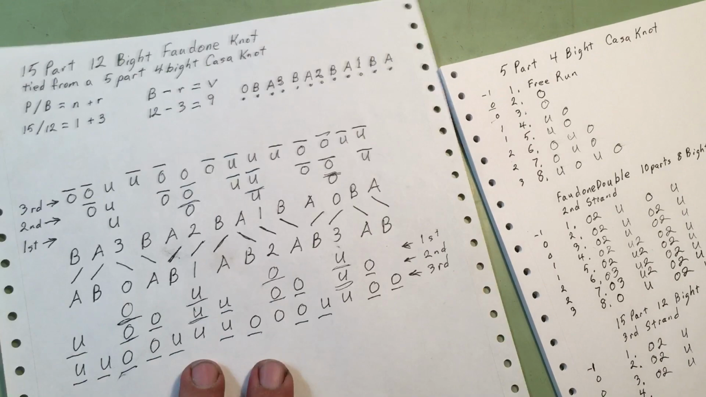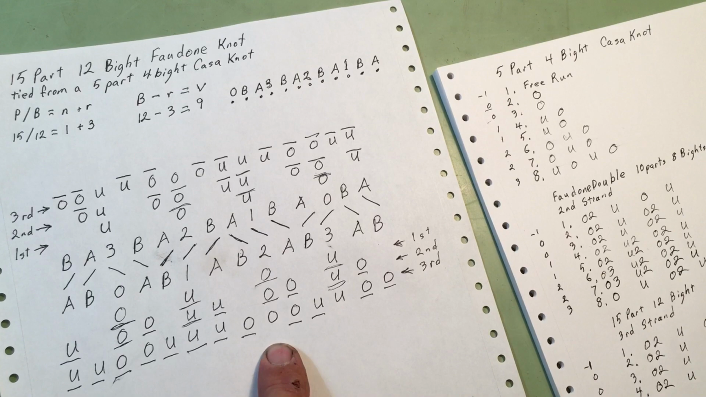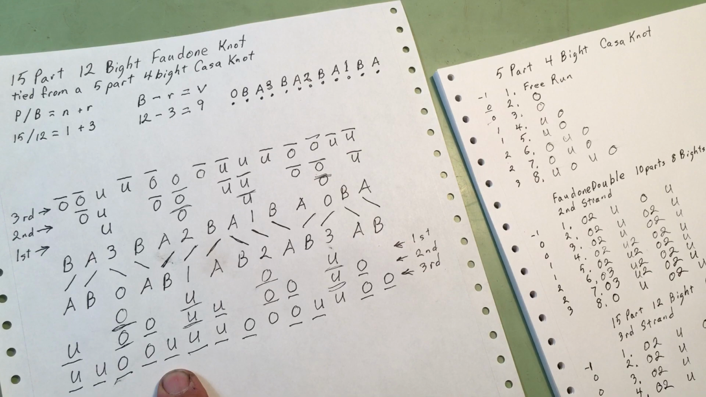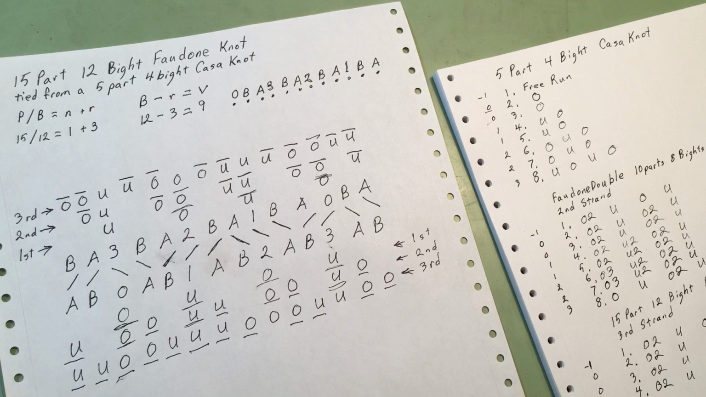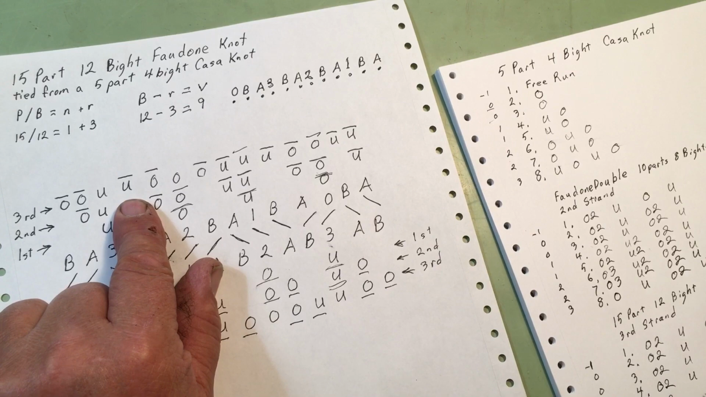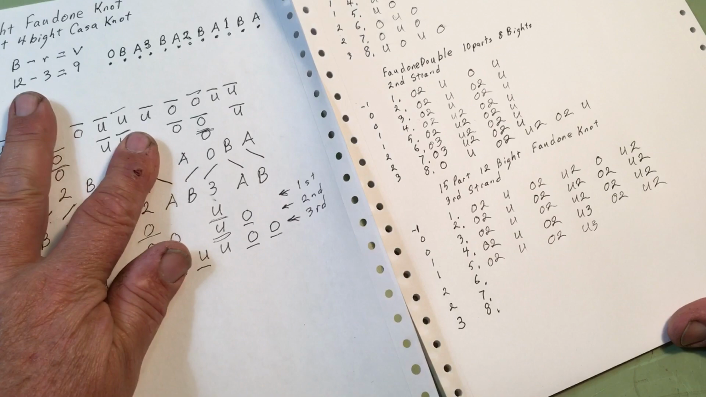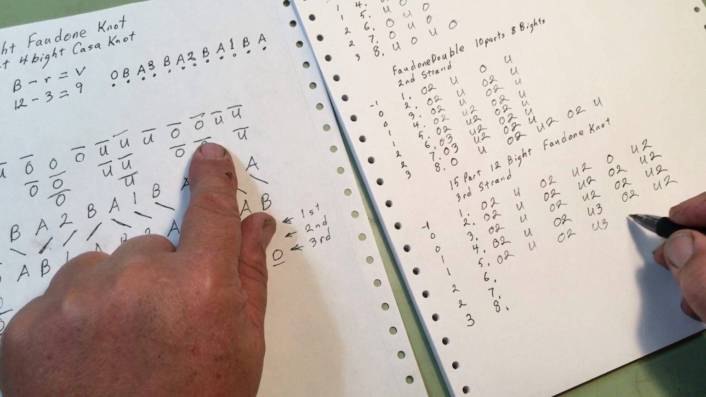On half cycle 4, looking for 1. It's right there, so we mark it. We've got over 2, under, over 2, under 3, over 2, under 2. Now we're on 5, looking for 1. It's right there, we mark it. And it's over 2, under, over 2, under 3, over 2, and under 2.